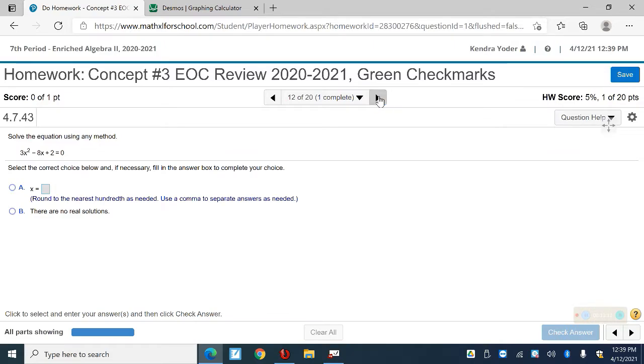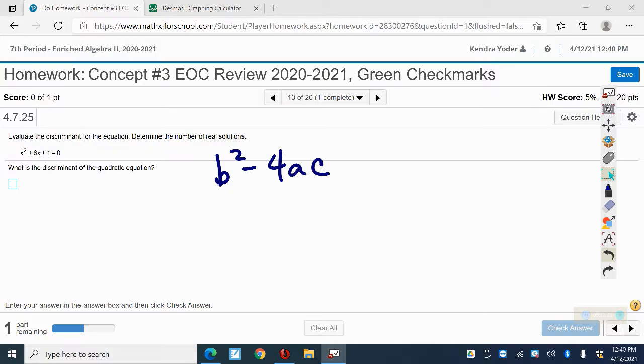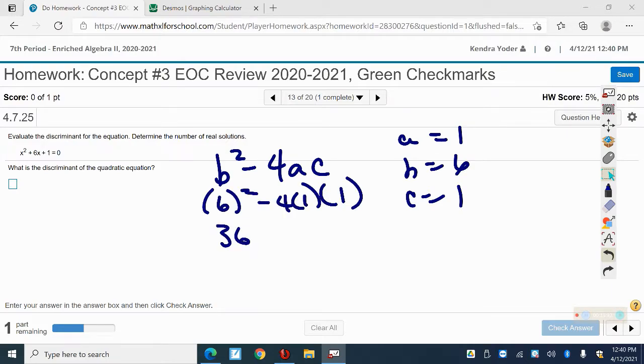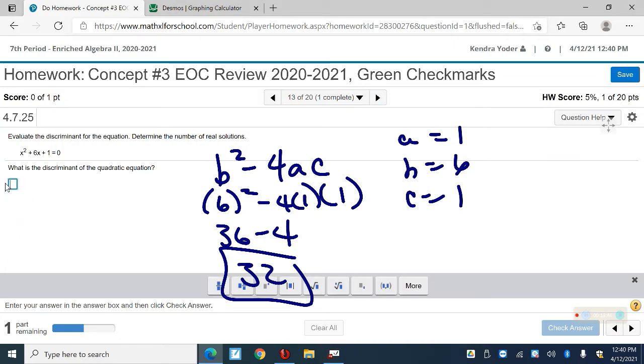Number 12 is exactly the same way. Number 13 is the discriminant. The discriminant is b squared minus 4ac. A is 1, B is 6, C is 1. So you are literally going to have 6 squared minus 4 times 1 times 1. 36 minus 4 gives you a 32. 32 is what you're going to put in there, yes? So if you put 32 in there, it's going to ask you for something else, I think, afterwards, but I don't remember. It says one remaining part.